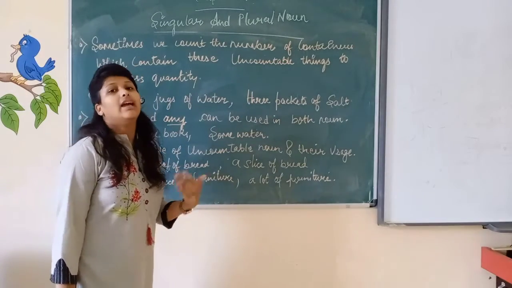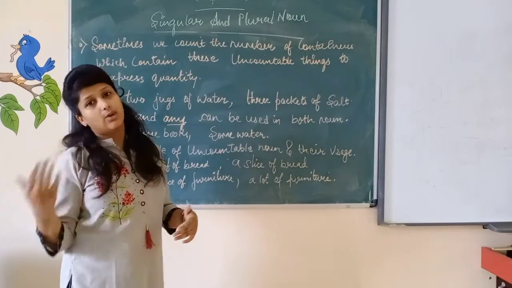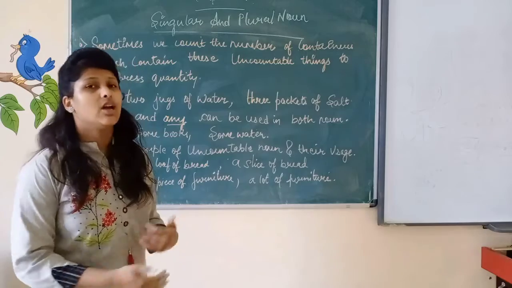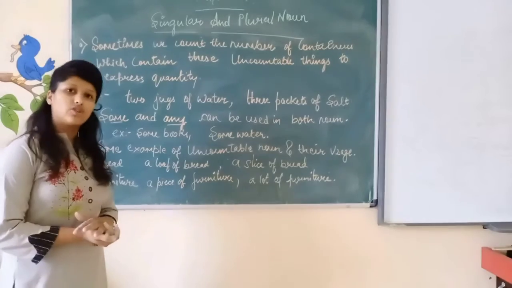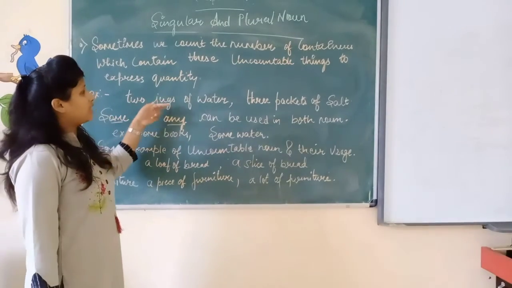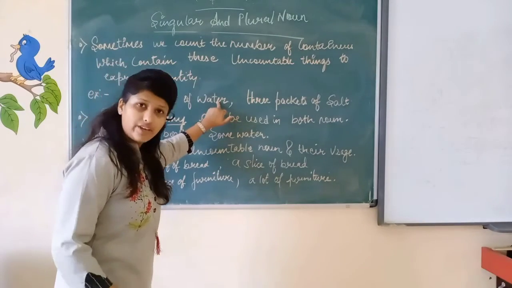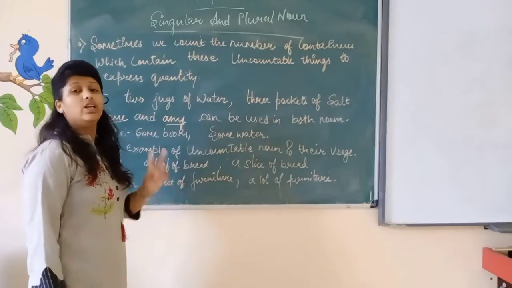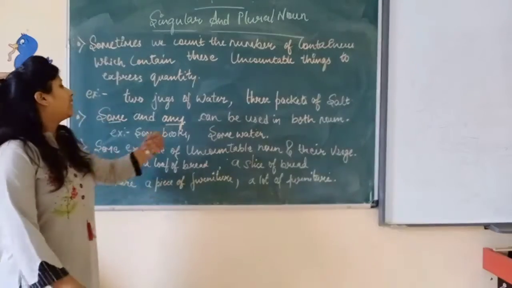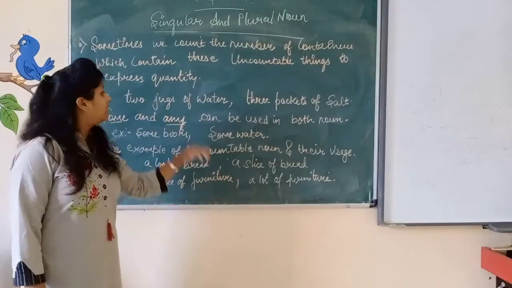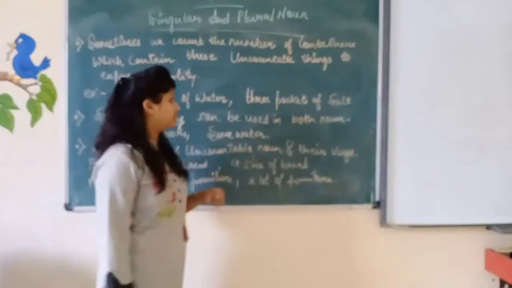As you may have noticed, sometimes we use uncountable nouns with countable words to show the quantities or the numbers. So here are some examples based on that point. Two jugs of water. Water will remain uncountable, but here we have shown the quantity, that only two jugs of water are there. So in this sentence we are getting to know that there is a countable noun and there is an uncountable noun too.